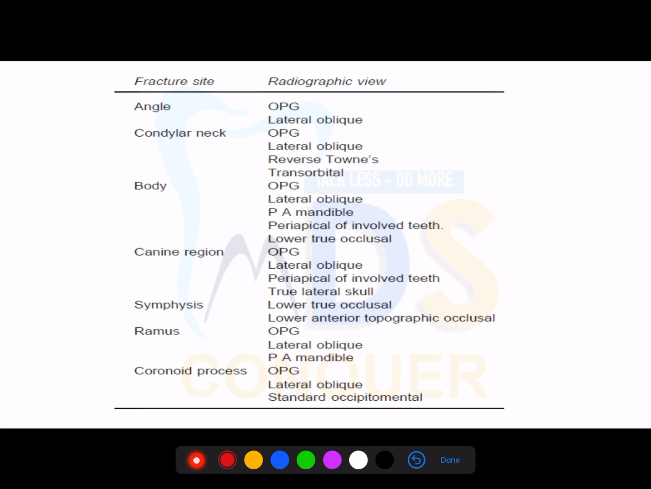For each fracture site there is one important radiographic view which is very useful. So here a few fracture sites and the radiographic views are given. If you take the angle, the OPG and lateral oblique are very useful. For the condylar neck, as we dealt, reverse Towne's is very important. Other than reverse Towne's, OPG, lateral oblique and transorbital are also used.